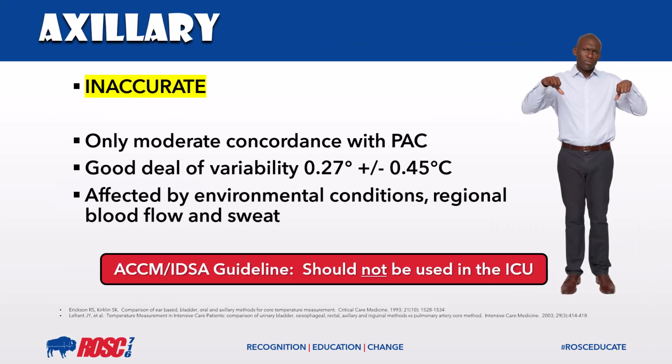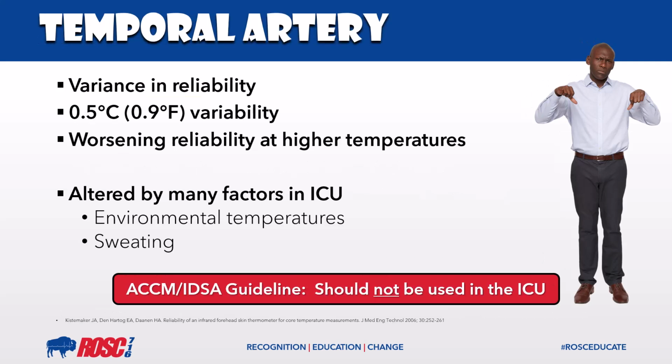Now we move on to axillary temperatures, and let's just get this out of the way very quickly. This is inaccurate in the ICU, 2 thumbs down. Guidelines tell us we should not be using this in the ICU. Get rid of this in your ICU now. We then move on to even more inaccurate temperature measurement technology in the ICU, and that is a temporal artery infrared probe. IDSA guidelines tell us these should not be used in the ICU.